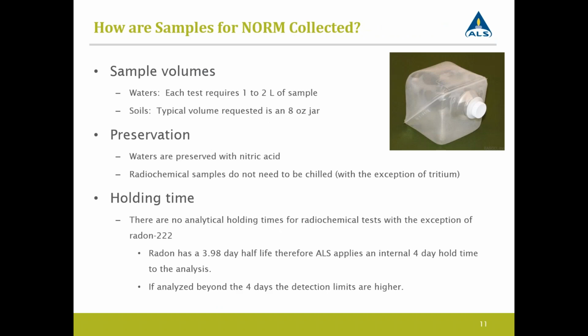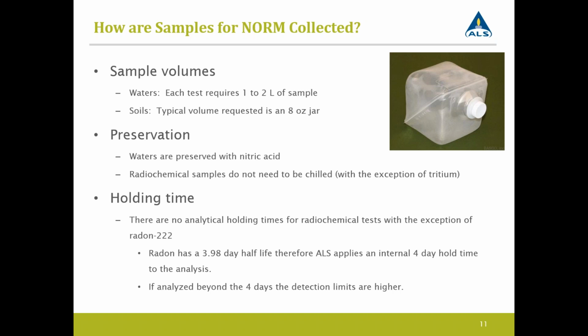So, collecting samples for NORM analysis. In general, a water sample is going to require 1 to 2 liters of sample, nitric preserved in a poly bottle. There are a few exceptions for this. In produced waters, again, from the oil and gas industry, limited aliquots or reduced aliquots are taken due to the sample matrix that provides interferences in the analysis. So we'll take, instead of a liter, we might take 50 mils. So it's good to inquire on what your sample matrix is to find out what we really need in order to meet the project objectives in regards to detection levels.